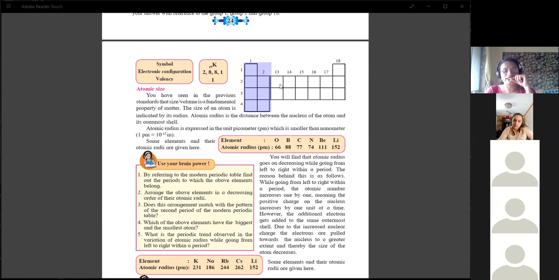That is atomic size. You have seen in the previous standard that size, volume is a fundamental property of matter. The size of an atom is indicated by its radius. Atomic radius is the distance between the nucleus of the atom and its outermost shell.